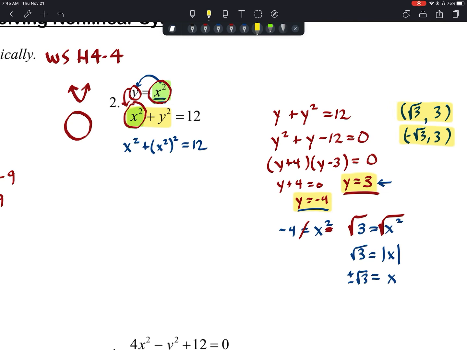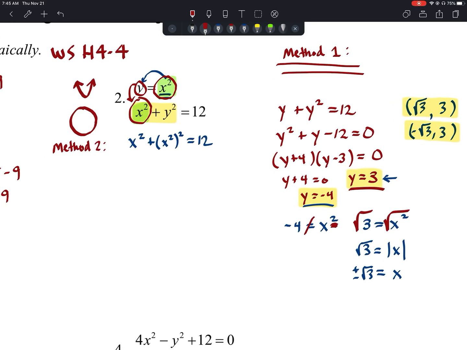So I can show you how to graph that in class if you want to see it. Now, before I leave this problem, I want to show you the second method. We'll just call this method 1. I think this is probably the easier method. But if you do remember what we did with equivalent forms, we can do method number 2 over here. So when I take x squared and square it, I'm going to get an x to the 4th power, right? So I have x squared plus x to the 4th equals 12.